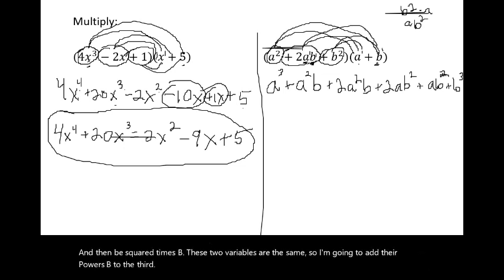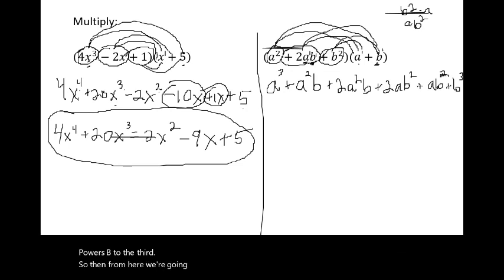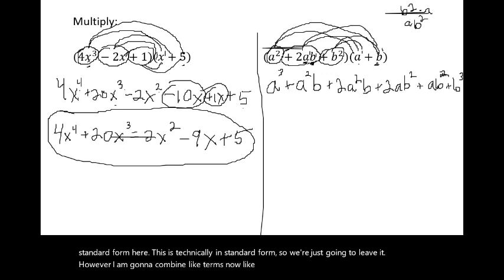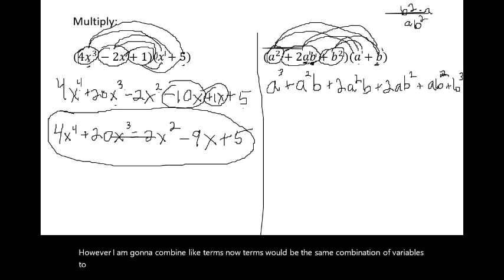So then from here, we're going to combine like terms. And I'm not going to make a huge deal about standard form here. This is technically in standard form, so we're just going to leave it. However, I am going to combine like terms. Now, like terms would be the same combination of variables to the same combination of powers. So for this a cubed, a like term with this would be another term that contains an a cubed. There are none, so I'm just going to leave a cubed alone.